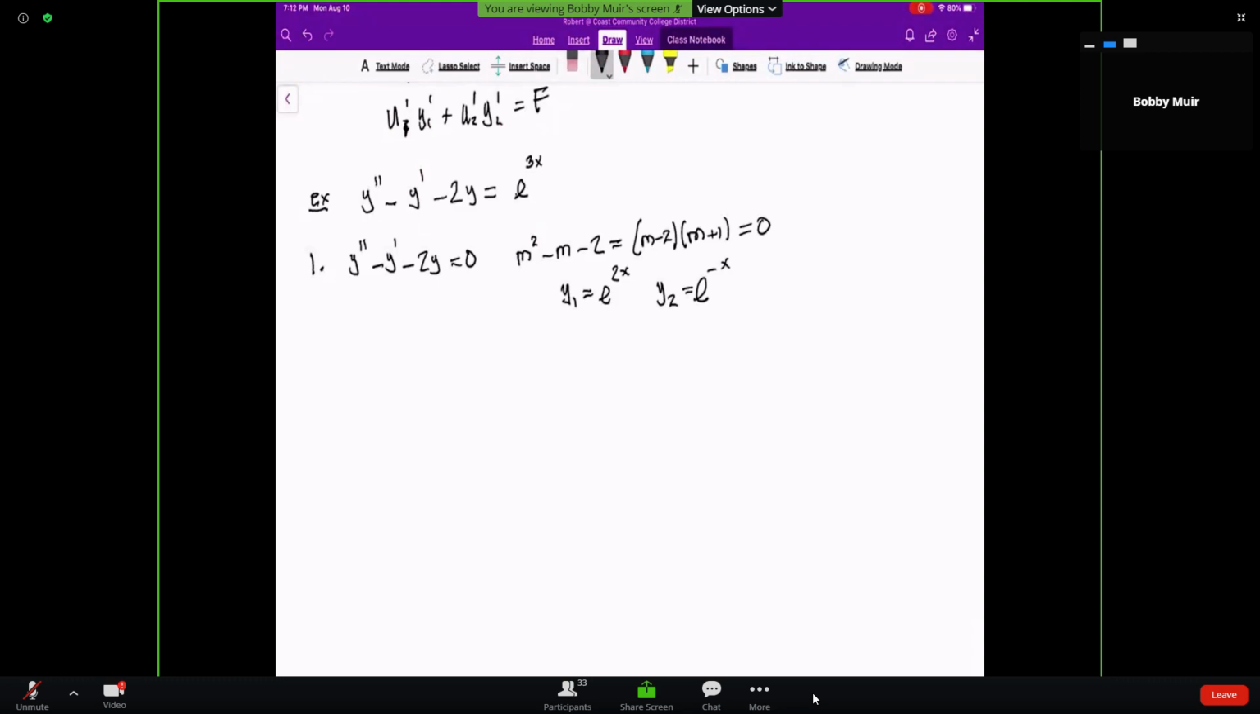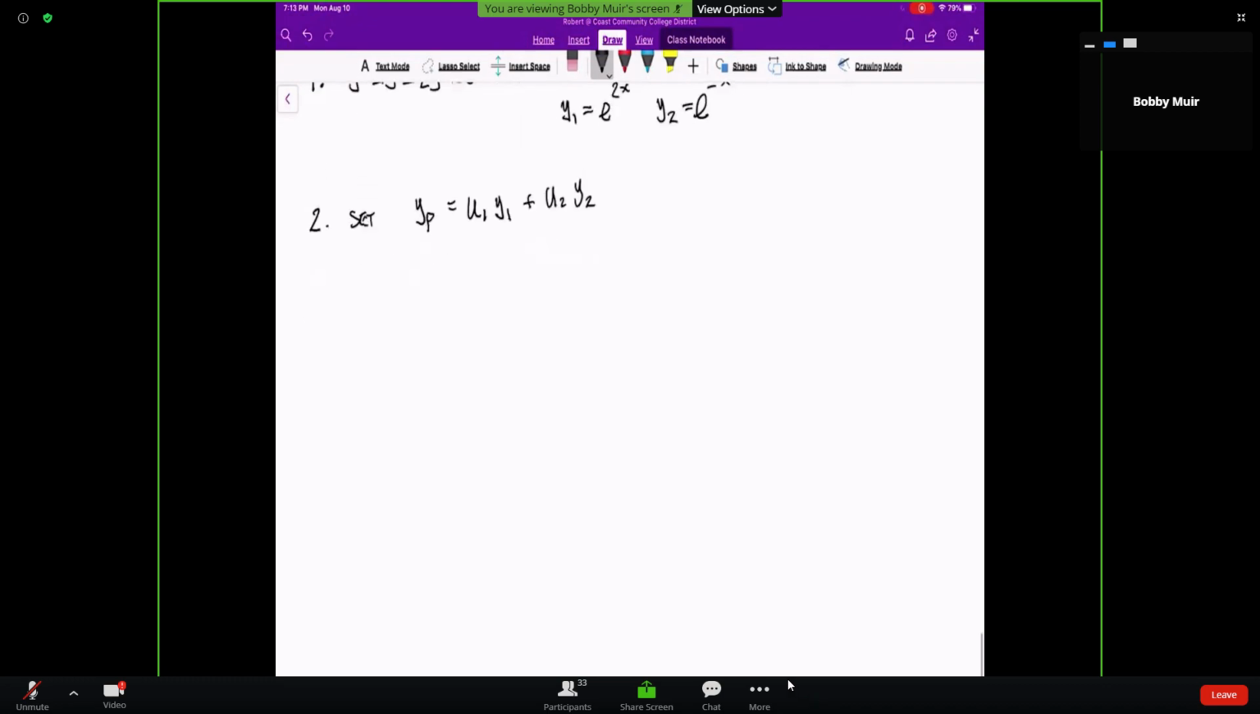All right. So now what we do is we set yp equal to u1 y1 plus u2 y2. Now we need to go through and find u1 and u2. Well, the system that we have is u1 prime y1 plus u2 prime y2 equals 0, and u1 prime y1 prime plus u2 prime y2 prime equals f.